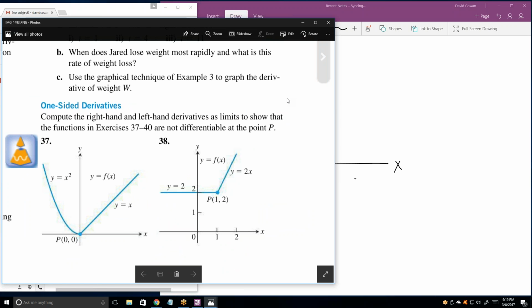Okay, here's the part that when I said that there was a more sophisticated mathematical way of doing it, this is the way. In other words, that's what they want you to do on both 37 and 38. We can talk about cusps and corners all you want, but you need to be able to mathematically show that the derivative produces two different derivatives depending on whether you approach that point from the right or the left. Okay?